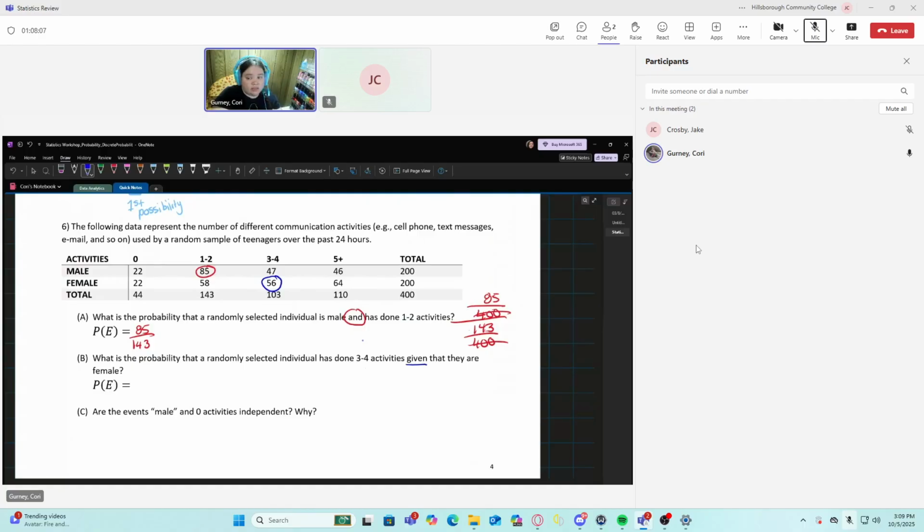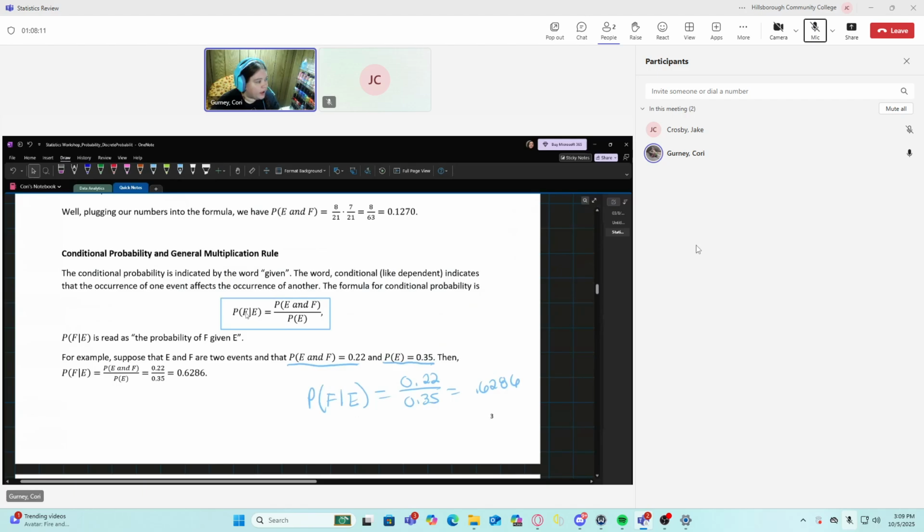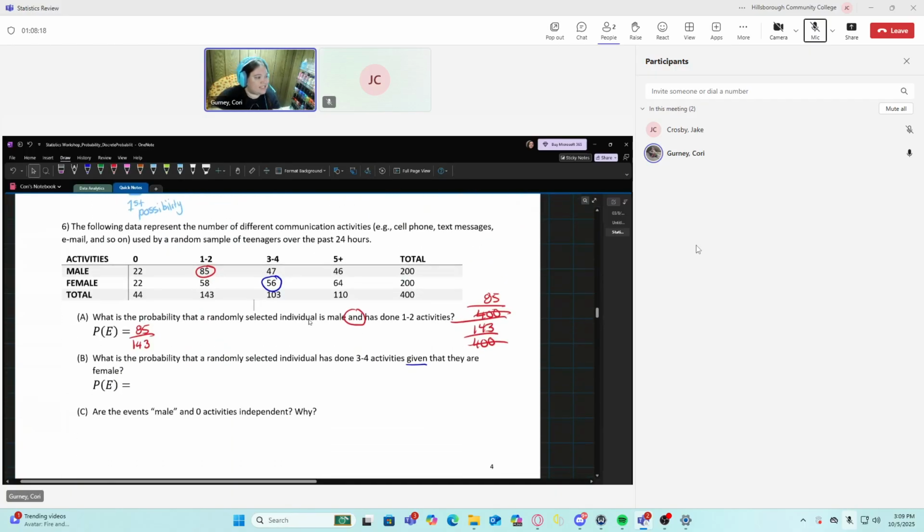So when I was looking at that formula, let me scroll back up to it here. When we're looking at this formula, you see how it says F given E, and then E is on the bottom. So it's always the second one. Given that they are female means female has to be on the bottom. Oh, so I look at the total number of females, 200, and the 3 to 4 activities, and I do that. It wouldn't be 103 on the bottom?